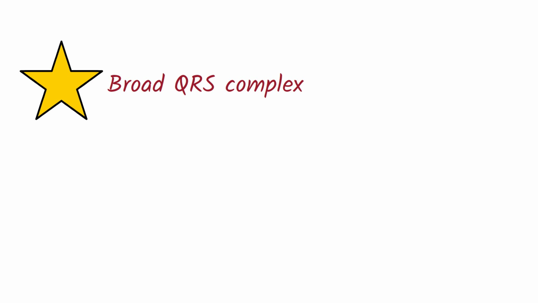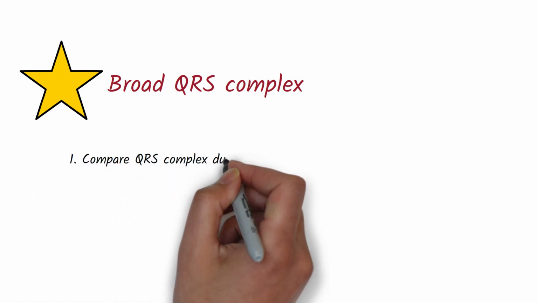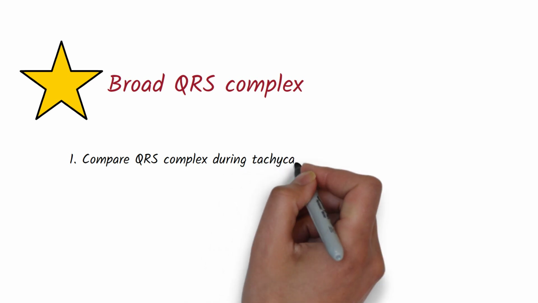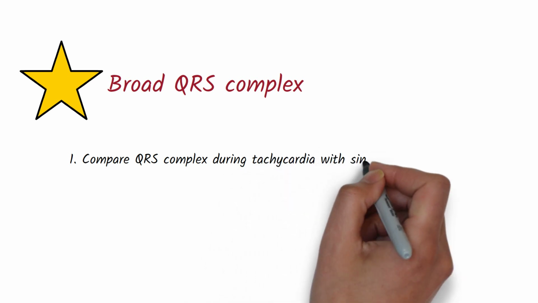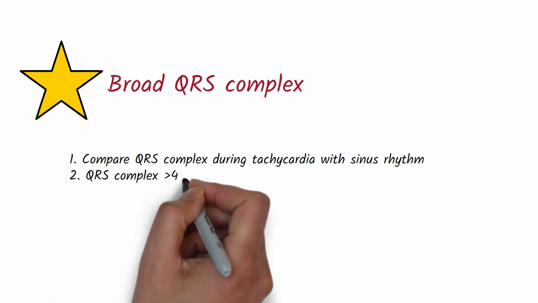So ventricular tachycardias also have a broad QRS complex. So to differentiate between ventricular tachycardias and supraventricular tachycardias with bundle branch block, these points will be helpful. Firstly, if possible, compare the QRS complex during tachycardia with the QRS complex in sinus rhythm. So if the patient has a bundle branch block in sinus rhythm, then the QRS complex during tachycardia will be same as when in sinus rhythm.